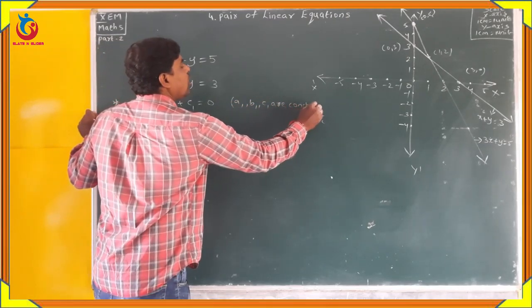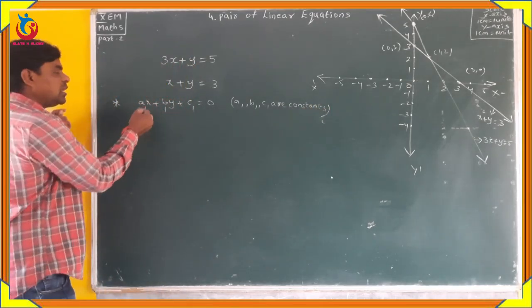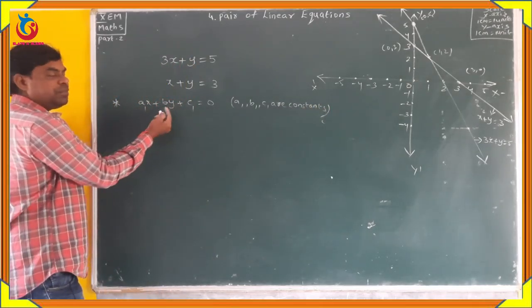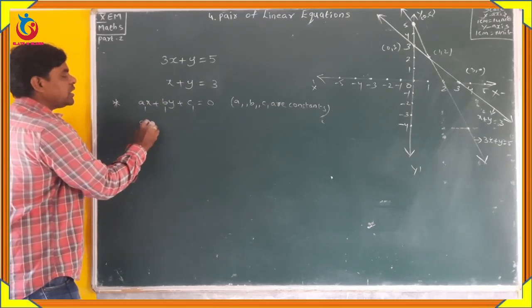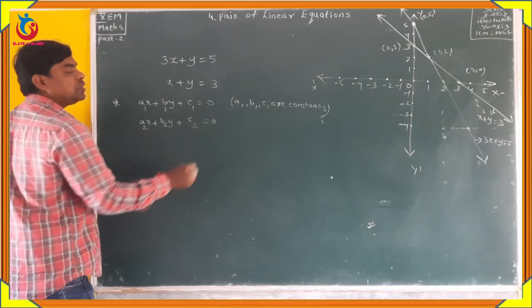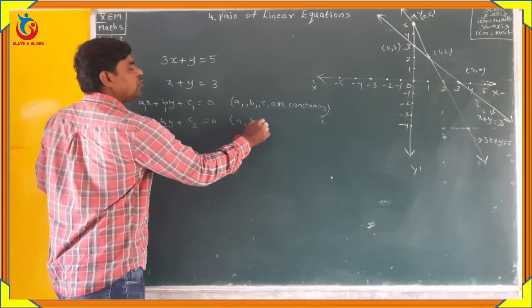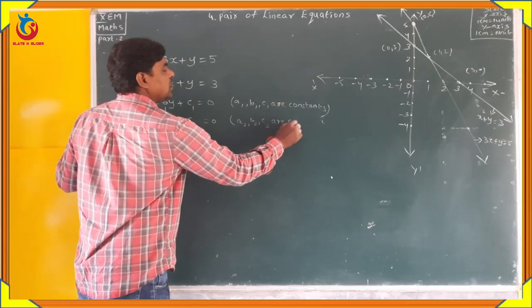And I have to take one more line, that is we have to show the difference between the two lines. That is why I am supposing a1, b1, c1. For the next line, I would like to take a2x plus b2y plus c2 is equal to 0. And here also a2, b2, c2 are constants.